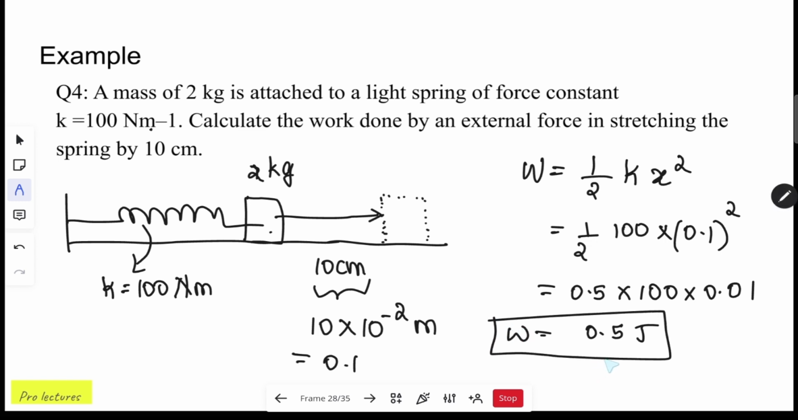We saw this is the work done by external force F. If you are speaking about the work done by the internal force or the restoring force Fs, that will be negative. It's not asked here, but for your clarity, the work done by the restoring force will be minus 0.5 joules.